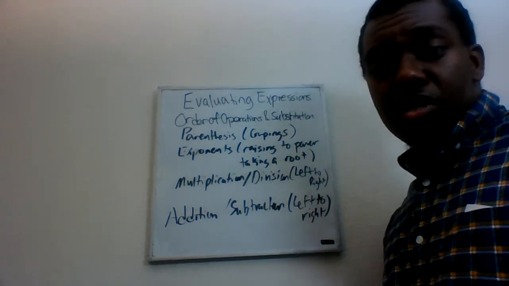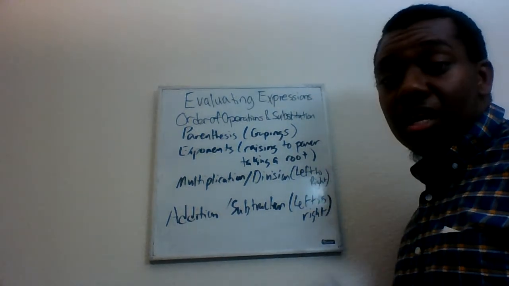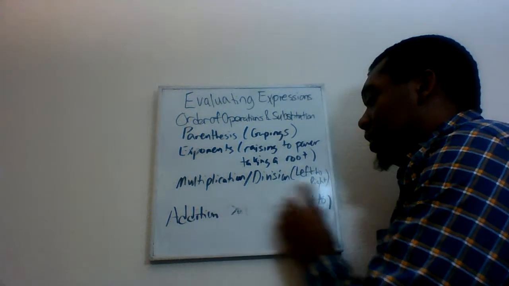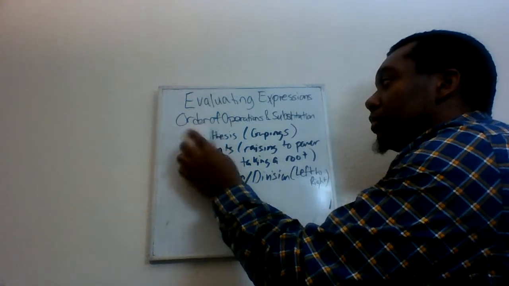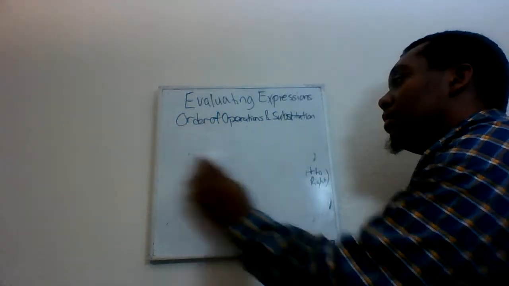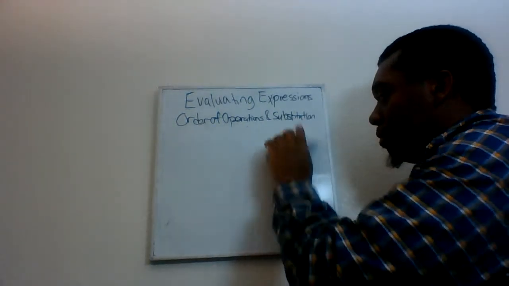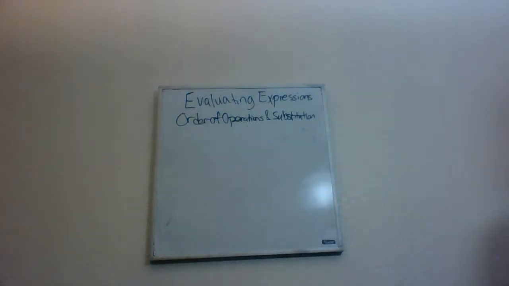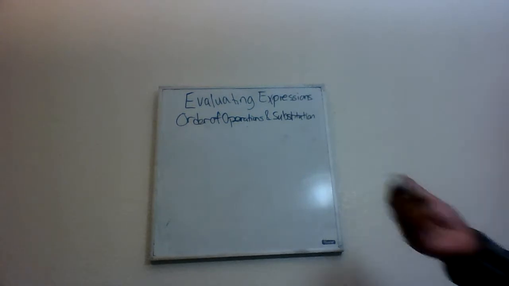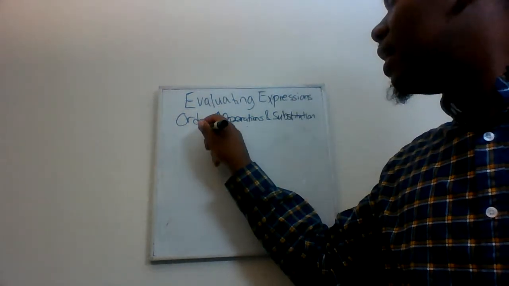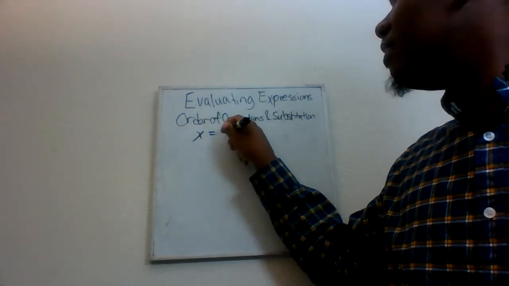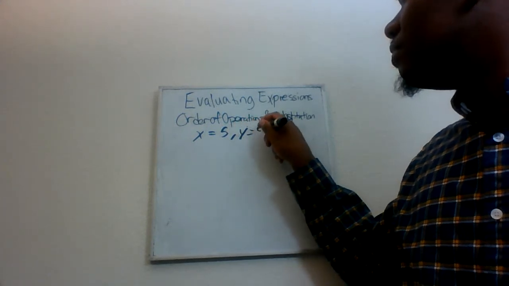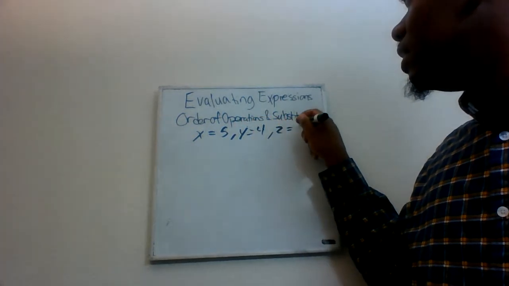All right, so let's look at two examples and we'll call it done. Let's say that x equals 5, y equals 4, and z equals 3.